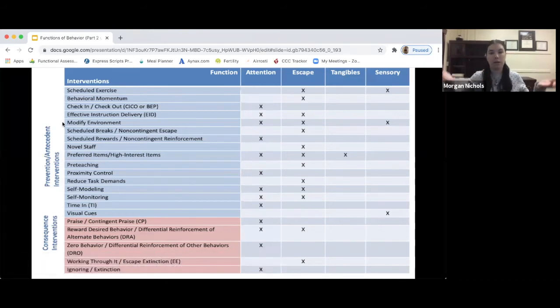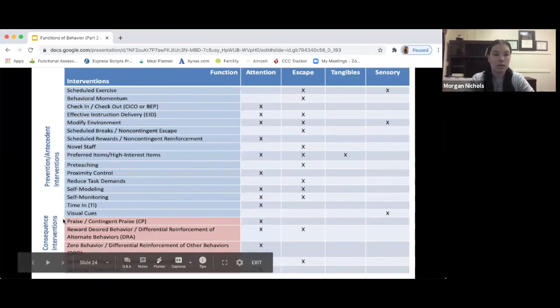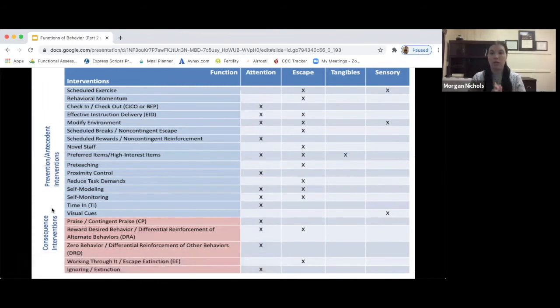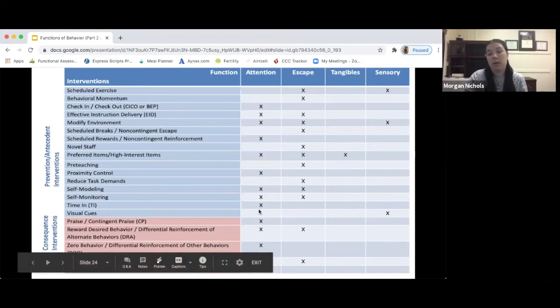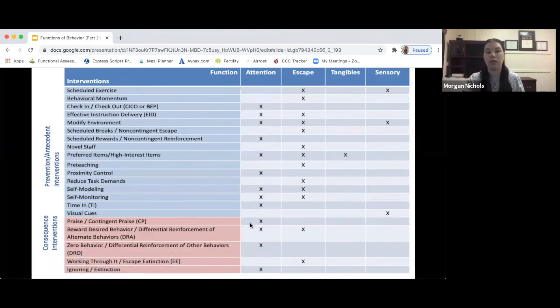But we're human, and sometimes the behavior is still going to happen. So these down here in the red are consequence interventions. What that means is the behavior occurred, the behavior happened. So the kid did run, he did throw a tantrum, he did hit you. What can you do after that behavior occurred, right? We weren't able to prevent it. That's okay, it happens sometimes. But how do we make sure that we reduce the likelihood that it's going to happen again in the future? Here are some things we can do for that.